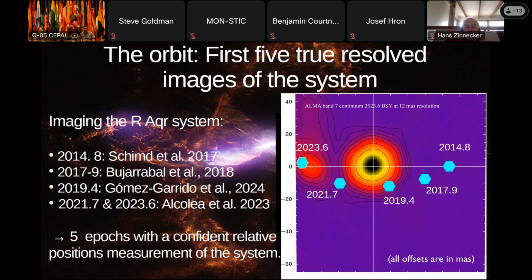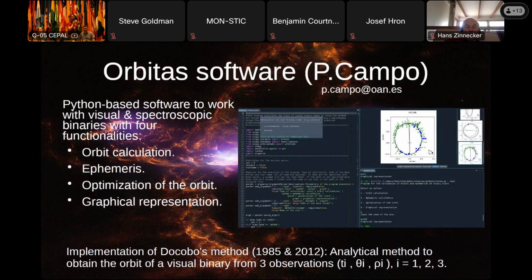Oh, I'm short in time. And so we use a program with this first point. We use a program that has been developed by Pedro Pablo Campo, an astronomer at the ORAN. He wrote the program from scratch in Python, and his program can produce orbital calculations, ephemeris, graphics. And it implemented the Docobo method, published in 1945 and 2012.